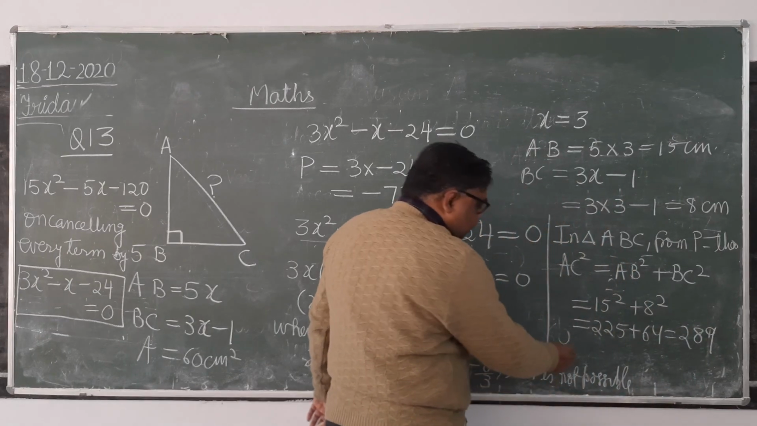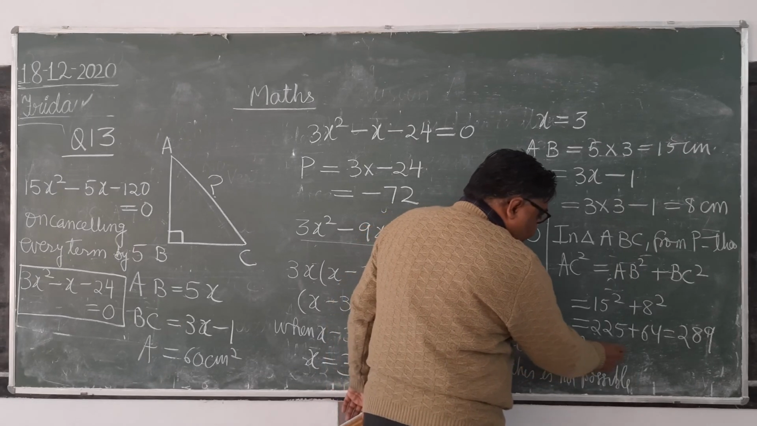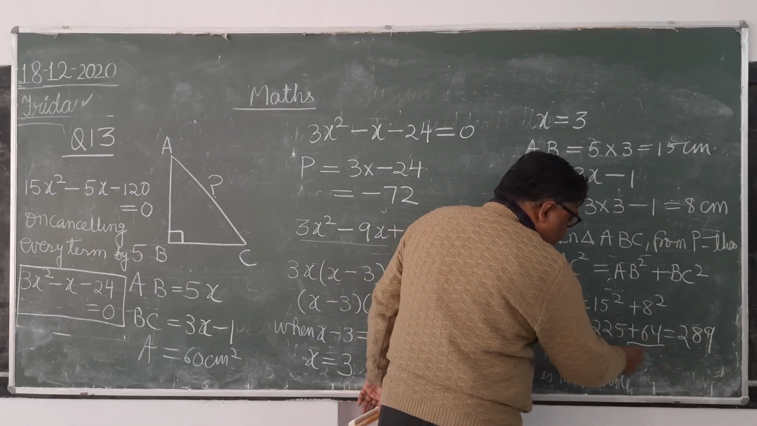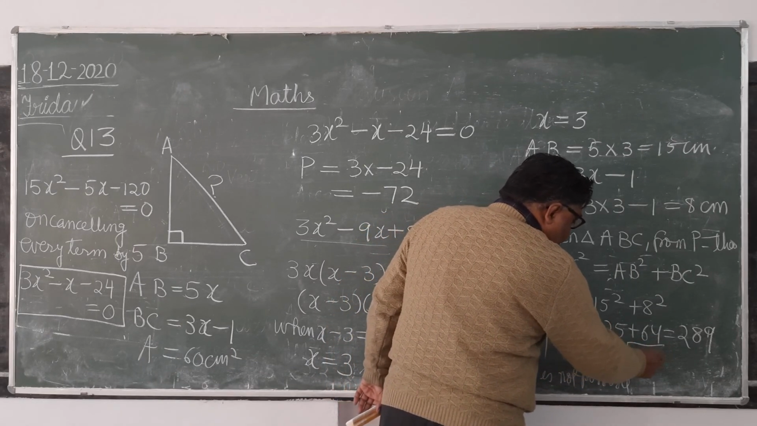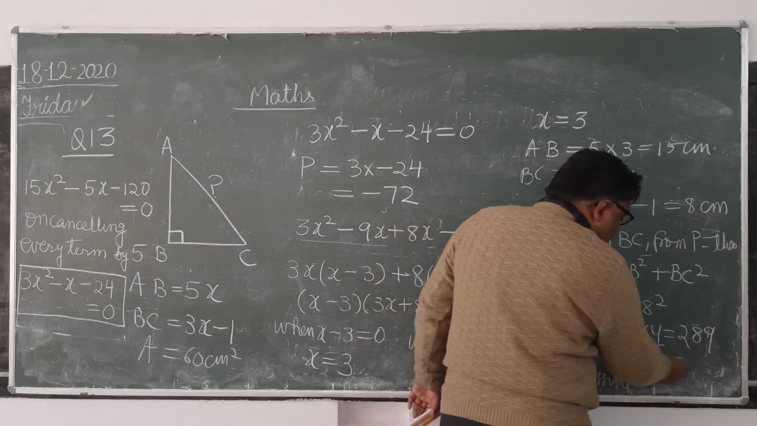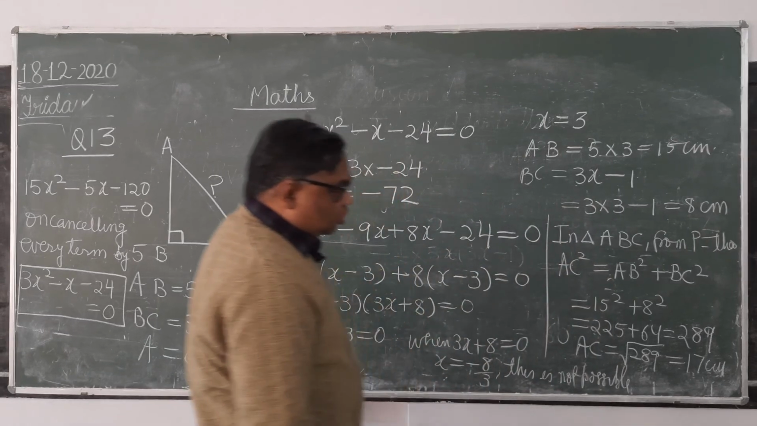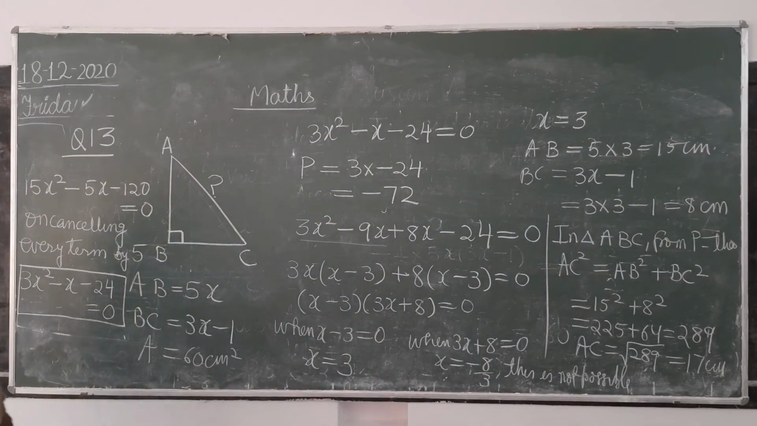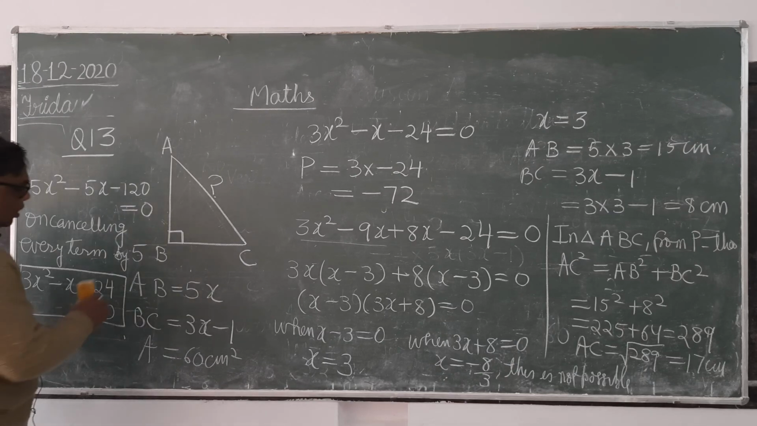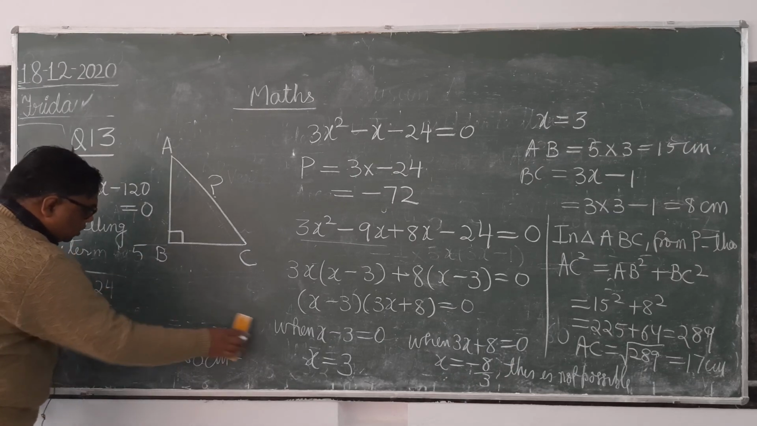So what will be AC? It will be square root of 289, and the square root of 289 is 17 centimeter. So afterwards you will write that the length of hypotenuse is 17 centimeter. In the answer you write: length of hypotenuse is 17 centimeter.